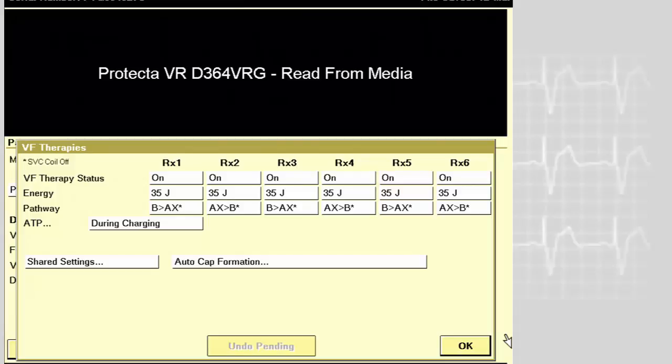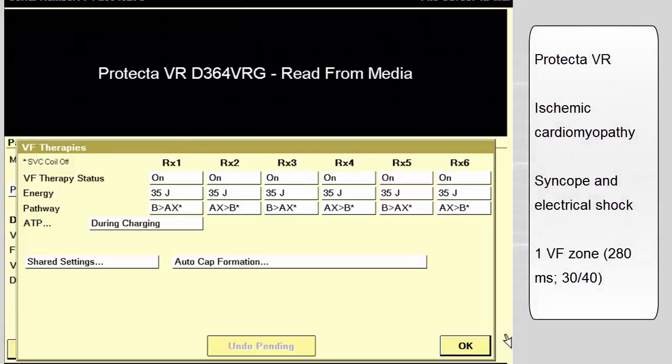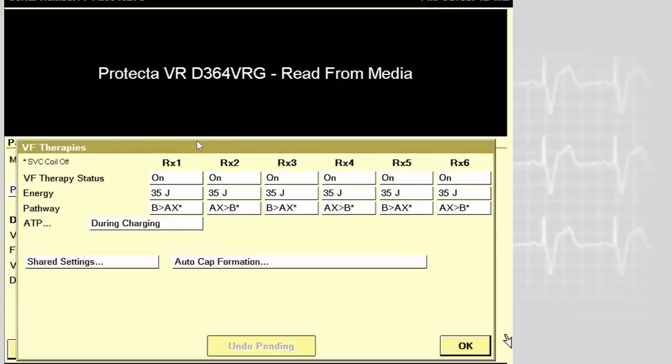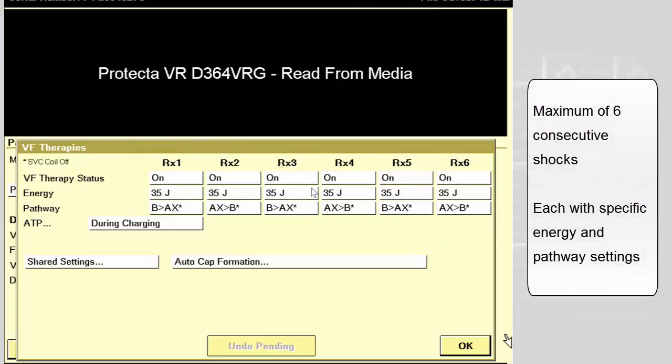A series of defibrillating shocks is usually programmed in the VF zone. Various characteristics of the shock waveform, shock vector, shock amplitudes, and number of shocks delivered determine the success of defibrillation and may or may not be programmable. In the VF zone, you can program the device to deliver a sequence of up to 6 defibrillation therapies, each with specific energy and pathway settings.